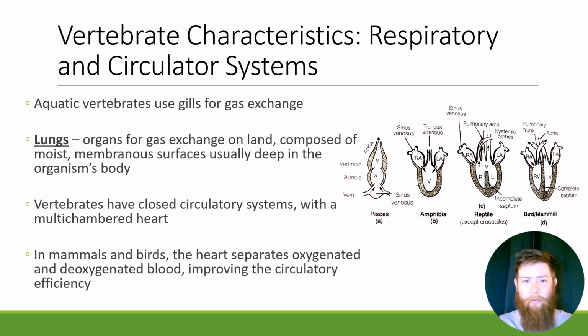We have closed circulatory systems as vertebrates, with multi-chambered hearts. In fish, they have two chambers. In amphibia, they have three. In reptilia, they have 3.5, almost 4, because they have this incomplete septum here that's not separating the two ventricles completely. And then in birds and mammals, our heart is completely segmented and it has 4 fully developed chambers.